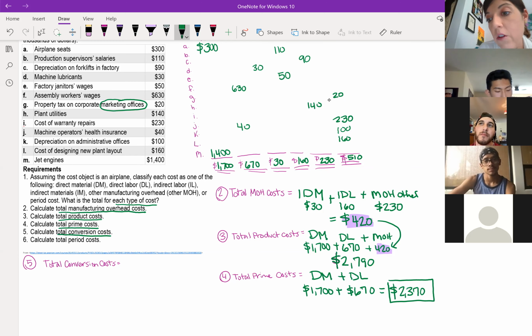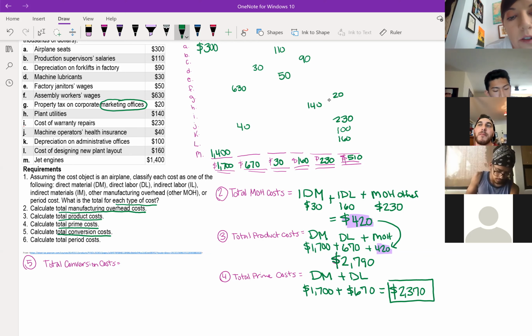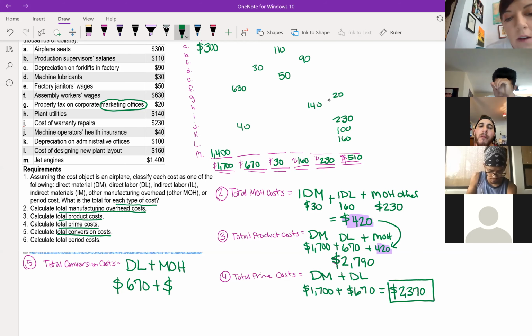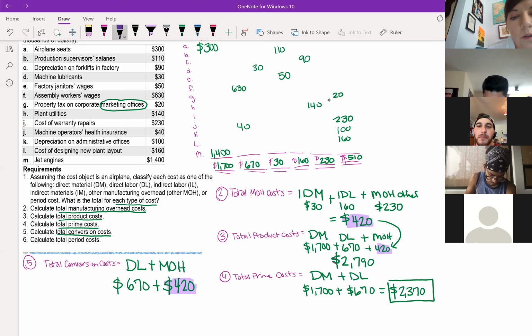Number 5 is asking you to calculate the conversion costs, or the cost to convert those raw materials into finished goods. So it includes direct labor costs plus manufacturing overhead costs. Direct labor costs were 670 plus manufacturing overhead costs of 420. Again, that number is coming from part 2. And our total conversion costs were 1,090.